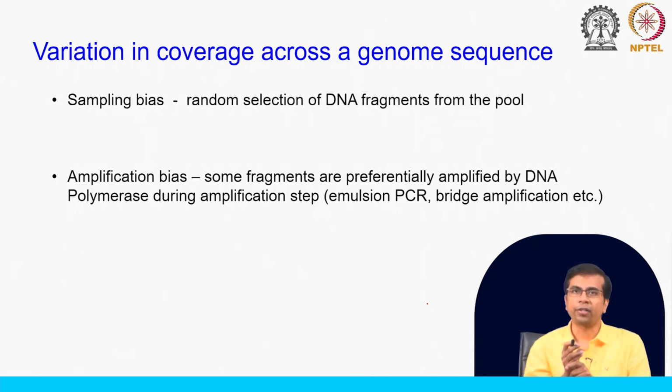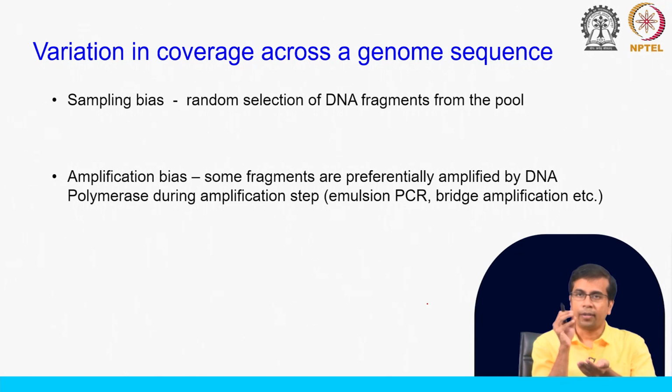I mentioned sampling bias. This is actually because of random selection of DNA fragments from the pool. When you are preparing the library, you are fragmenting the genomic DNA and generating these fragments, and only a part of these fragments you take for the amplification or direct sequencing. So there is a bias. Sometimes there could be a bias in which region, which fragments you are choosing for the next steps. So, that will be the sampling bias.